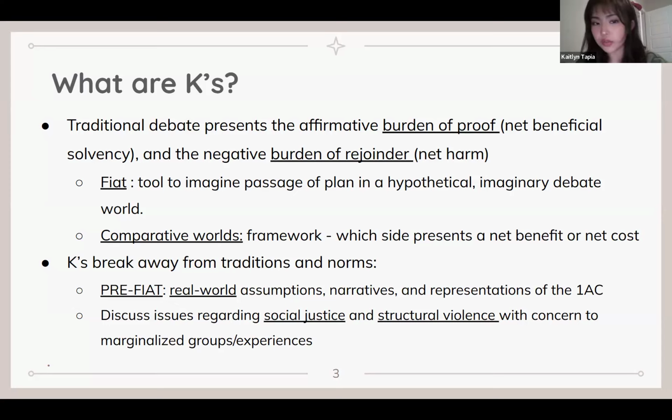And I'm sure that most, if not all of you, are very familiar with the comparative worlds paradigm. Critiques, on the other hand, break away from these traditions and norms because they operate at a pre-fiat level more often than not. Pre-fiat, as the name would suggest, is not necessarily engaging in that hypothetical world, but rather tends to challenge phenomena occurring in the real world. So things like assumptions, narratives, and representations within the debate space, particularly in the 1AC if you're reading a critique on the neg. Ks also tend to discuss issues regarding social justice and structural violence with concern to a specific marginalized group or experience at the level of content.